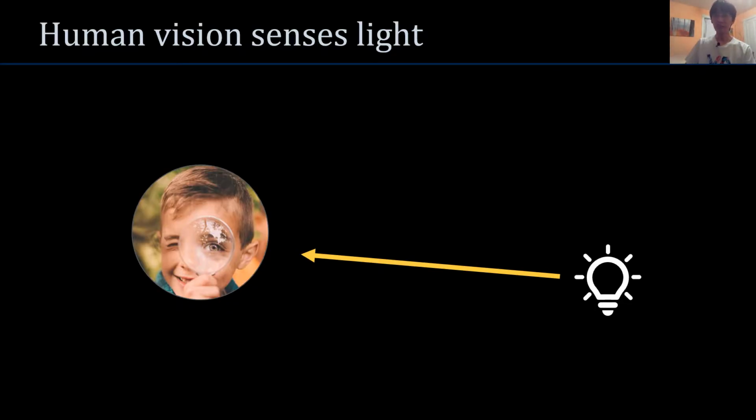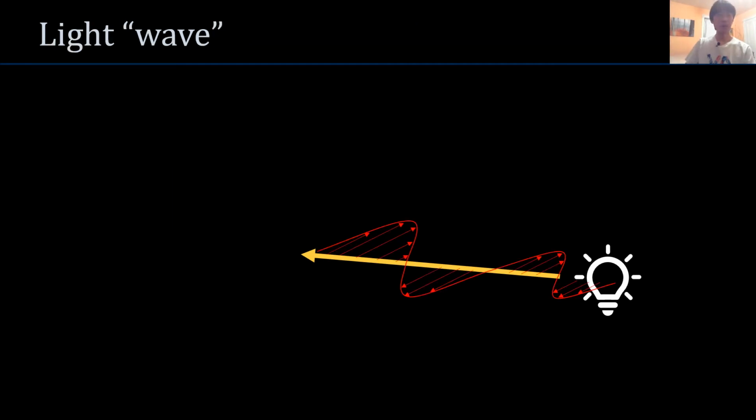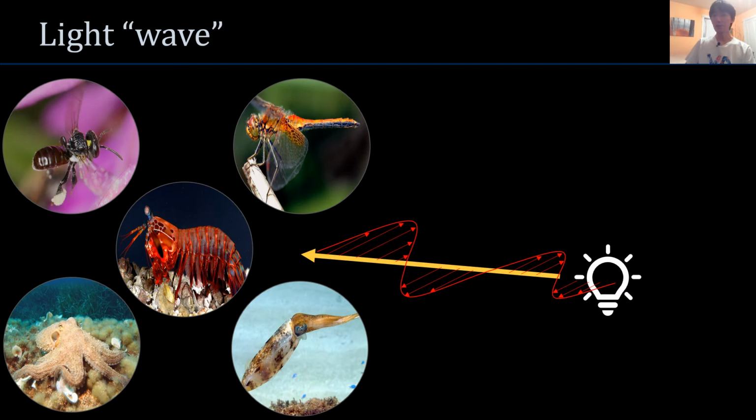Human vision system can capture the intensity of light in visible spectrum. Interestingly, there is a thing that our eyes cannot see, but these living creatures can. That is polarization, a wave property of light.